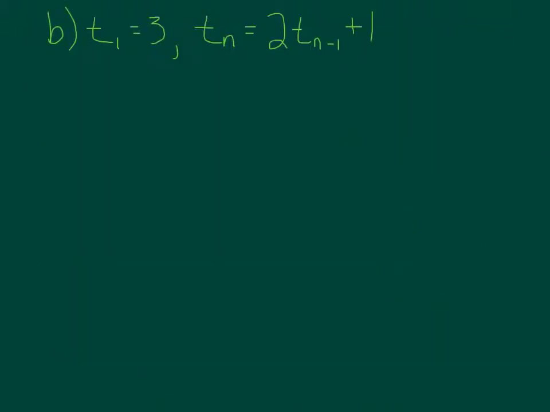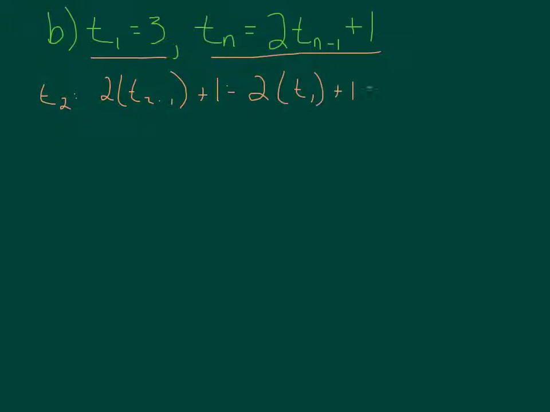Okay, in part B, the initial condition is the first term is 3, and here's your recursion equation. I want you to find T2. That'd be 2 times T2 minus 1 plus 1, 2 times T1 plus 1, 2 times 3 plus 1, 7.